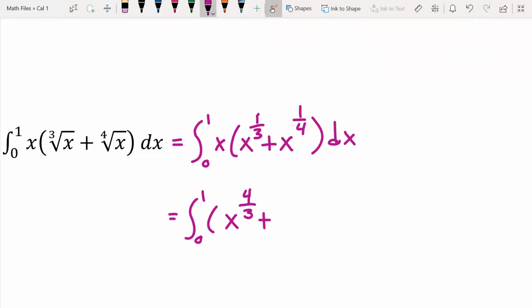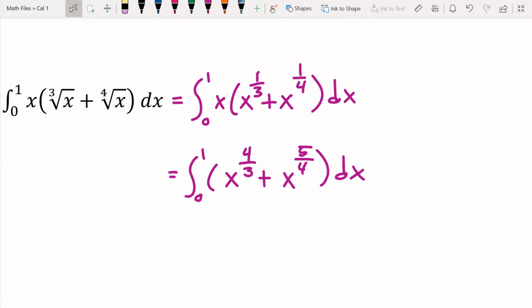plus x times x to the 1/4, which gives me x to the 5/4 dx. Okay, now we have everything in its proper form. We're ready for the antiderivative and power rule on both.